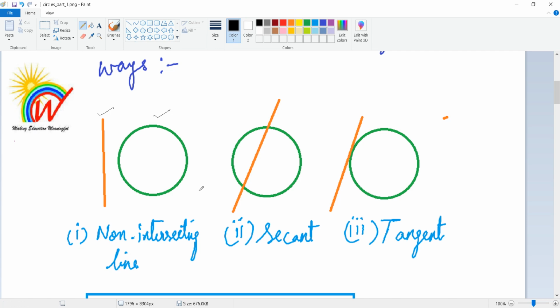Now the second kind of line is, what if the line just crosses the circle like this? It's actually intersecting the circle at 2 points, right? This kind of line is called a secant. All right, now the third one is a tangent. The tangent is a line which touches the circle at just 1 point. So that is what is called the tangent. About this tangent we are going to learn today.